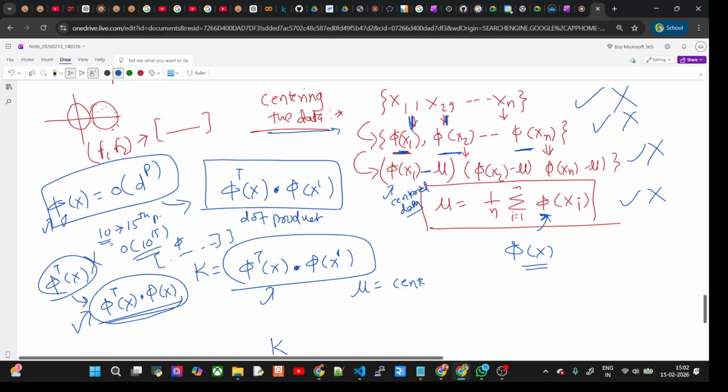And why do you want the phi function? Because you want to derive some kind of eigenvectors in the higher dimension. What you want to do is this.